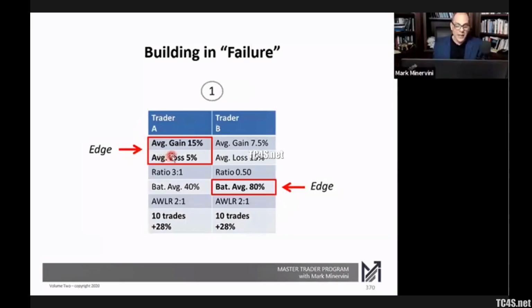Average gain is 15%. Average loss 5. That's a ratio of 3 to 1. Batting average 40%. So out of those 10 trades, 4 of them were profitable, 6 of them were losers.